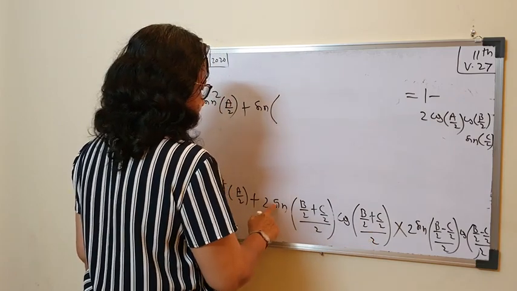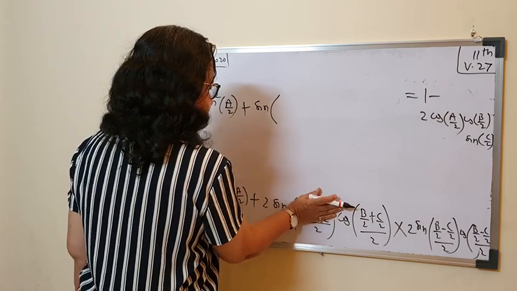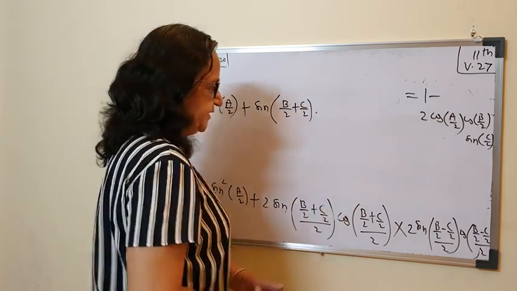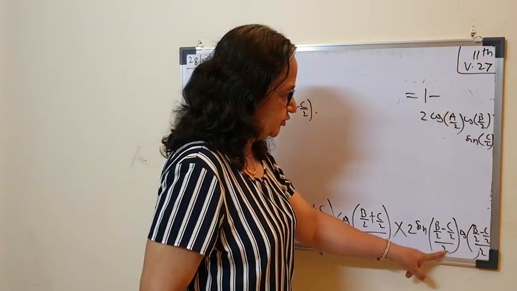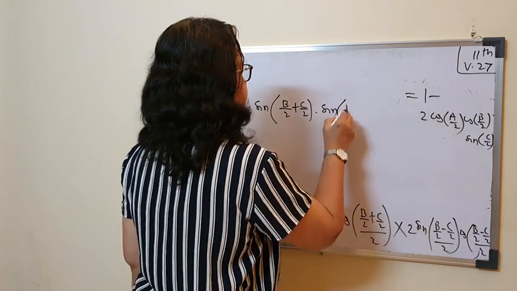So I am using 2 sin theta by 2 cos theta by 2 should be sin theta, and this is your theta, B by 2 plus C by 2. Here again same, 2 sin theta by 2 cos theta by 2, so sin theta, which is B by 2 minus C by 2.